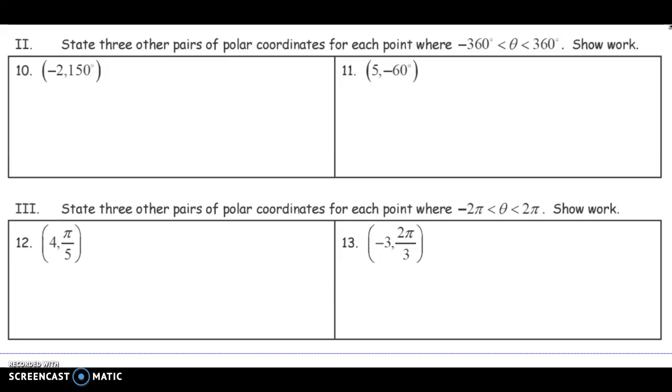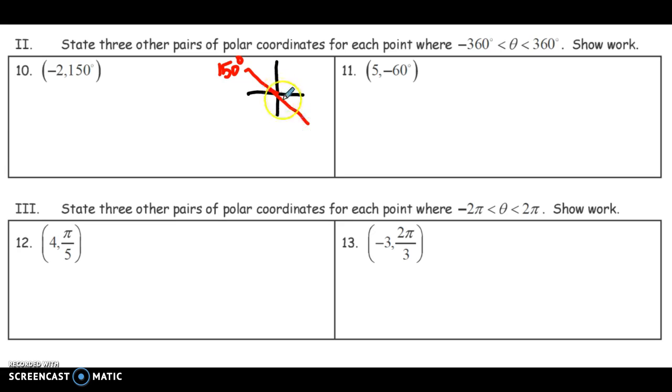For parts 2 and 3, the easiest thing to do is to draw a picture before you begin. So here's my x and y axis, and I look at 150 degrees, so that's here in quadrant 2, and then I need to go -2. Extend my line. So here's my point.